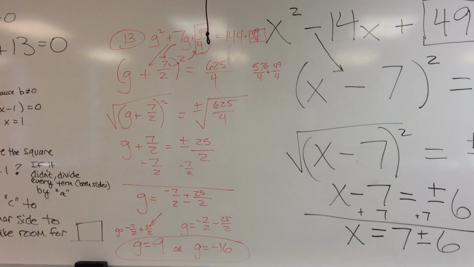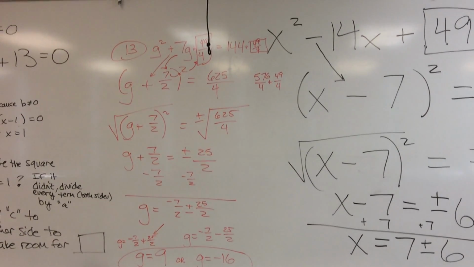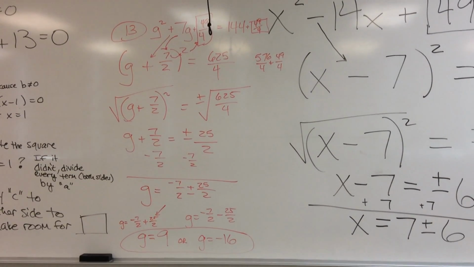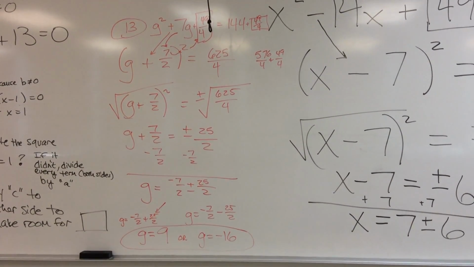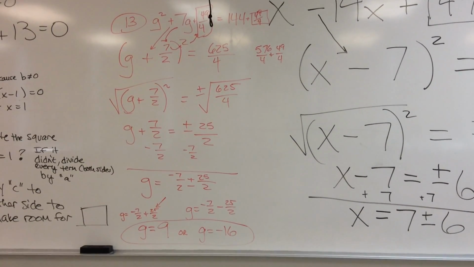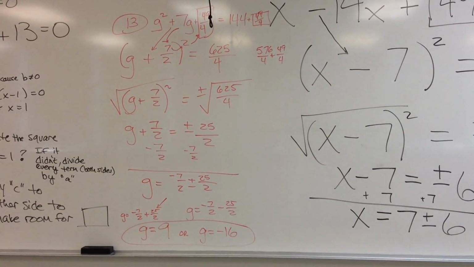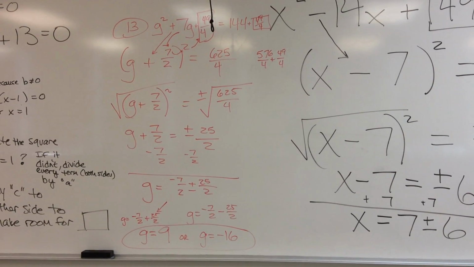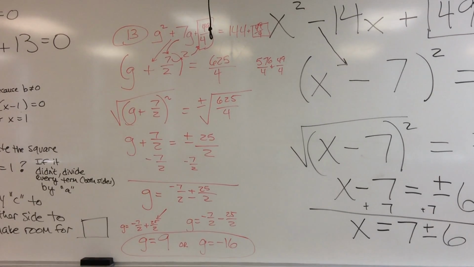So now I just take the square root of both sides. The whole idea of getting a perfect square trinomial is so I can factor it into that perfect square and take the square root of it. So I'm going to take the square root of both sides. I remember positive and negative root on the right. And I get g plus 7/2 equals positive or negative 25/2.